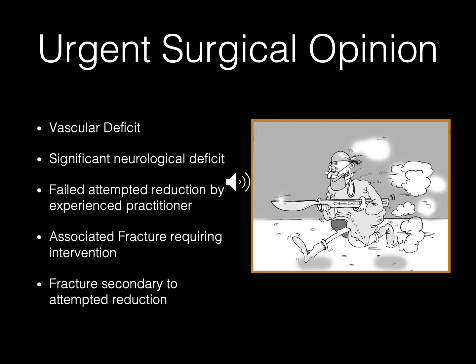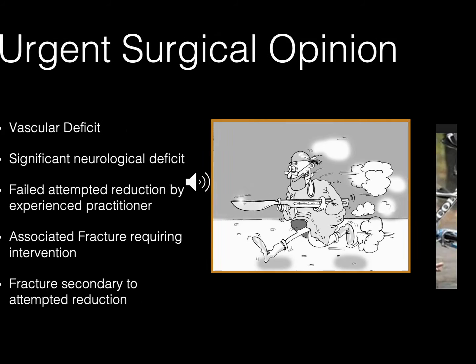So indications for urgent surgical intervention include when there's a vascular or neurological deficit, where there's been an attempted reduction by an experienced practitioner which has failed, when there's an associated fracture which needs to be fixed, or if there's a fracture secondary to attempted reduction.